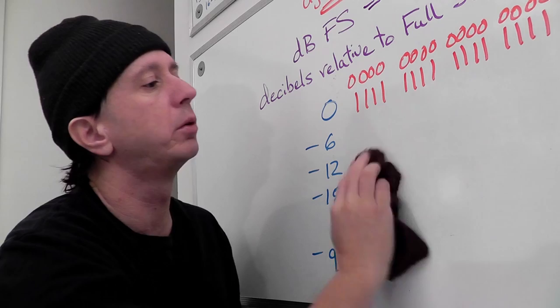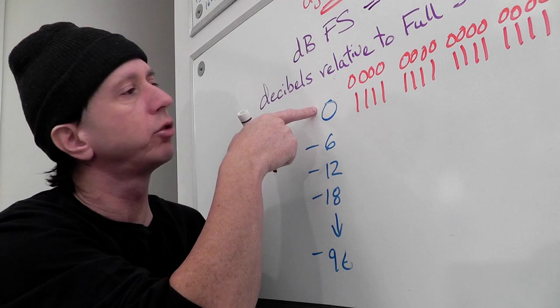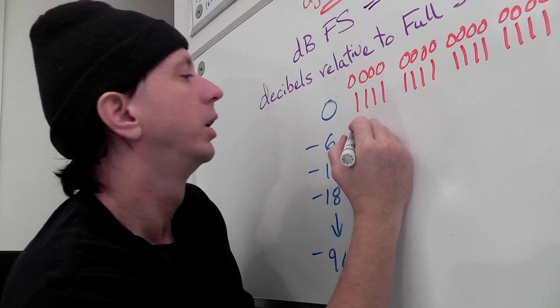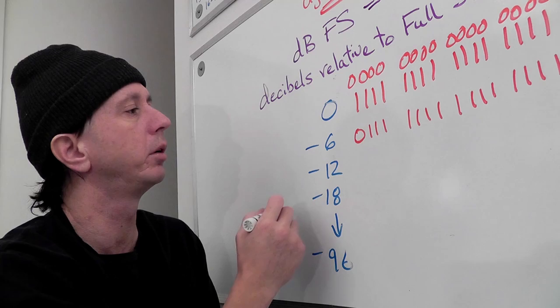So, negative six. This amount is half as much as this amount. Okay, so what does that mean in terms of this? Well, it means 0, 1, 1, 1. That's the binary representation of half of this number, essentially.